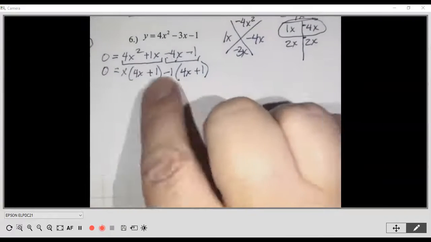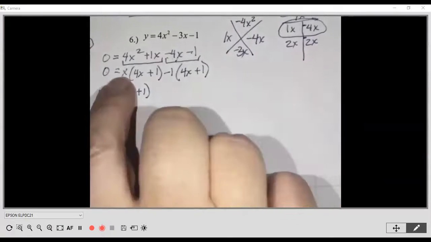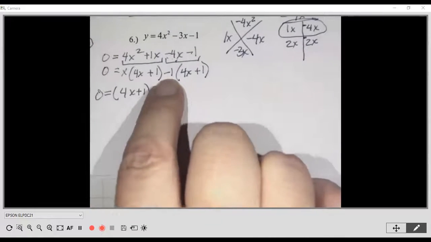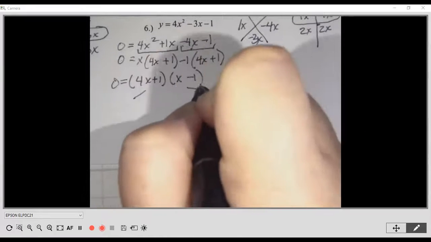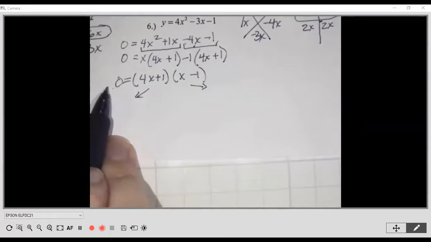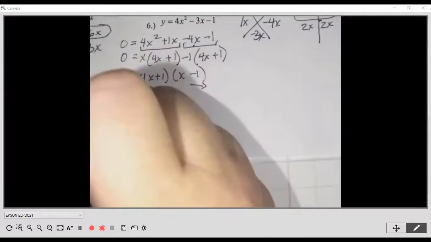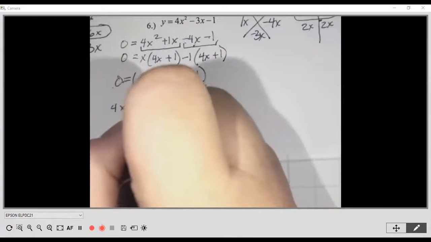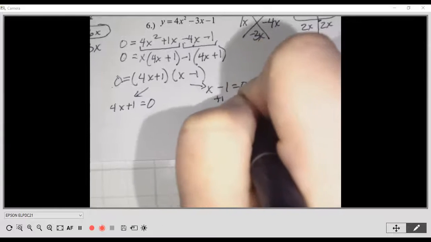Okay, then we look at our two terms. They have a GCF of 4x plus 1. So 0 equals 4x plus 1. And what's left over when I factor out x and minus 1? So x minus 1. Okay, then they have a product of 0. So using the zero product property, I branch this off into the two possible scenarios that will give me a product of 0. So either 4x plus 1 equals 0, or x minus 1 equals 0.